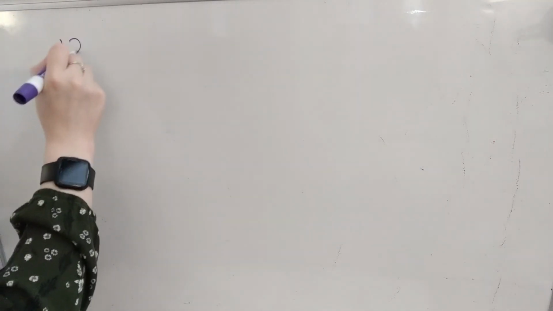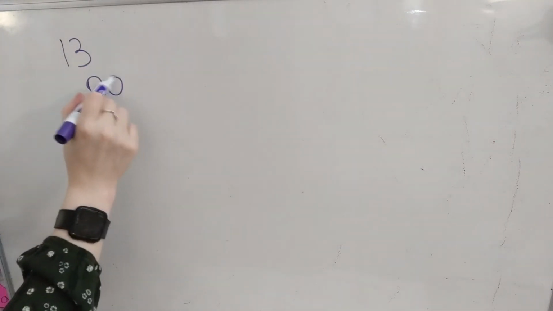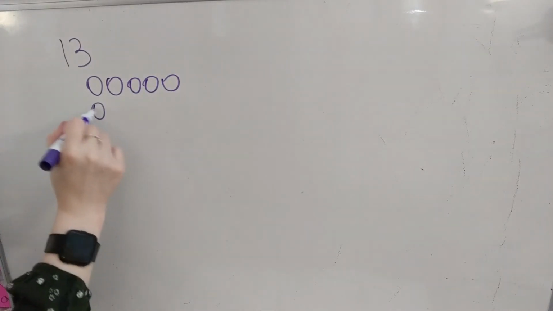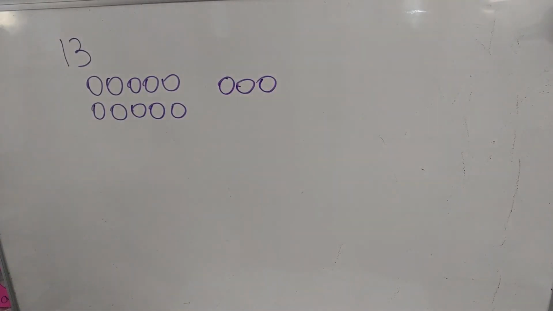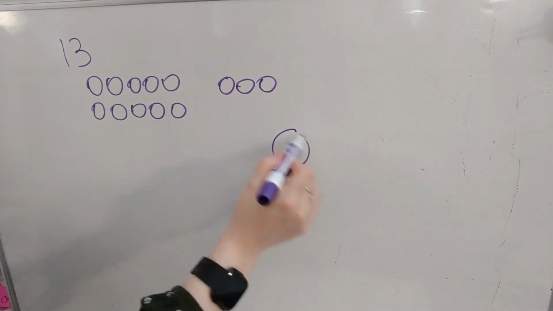So I'm going to read the first sentence again. There are 13 golf balls. 13 golf balls. 1, 2, 3, 4, 5. I'm going to draw my picture as soon as I know. 13 golf balls total. Here is my number bond.